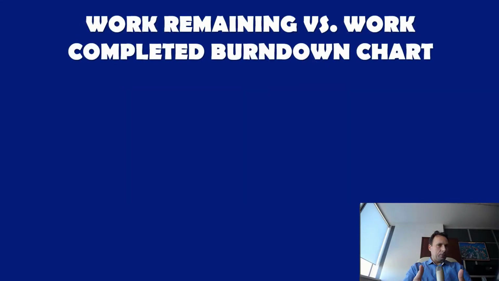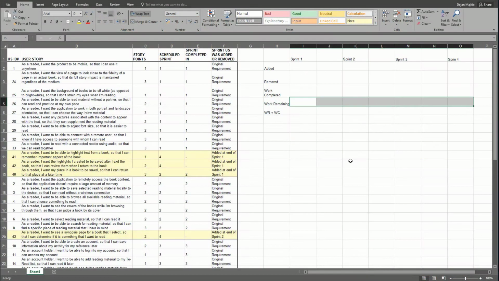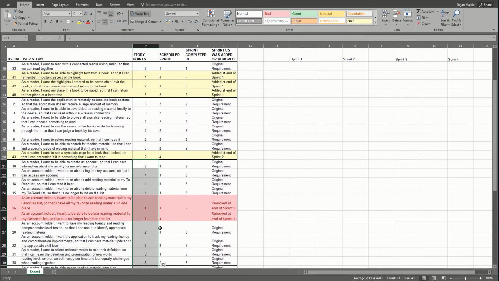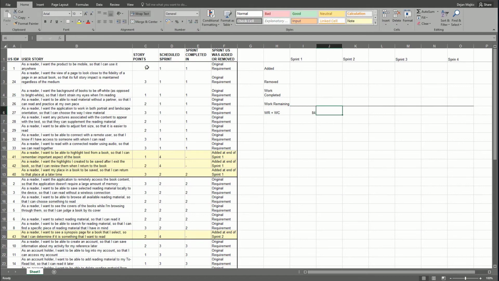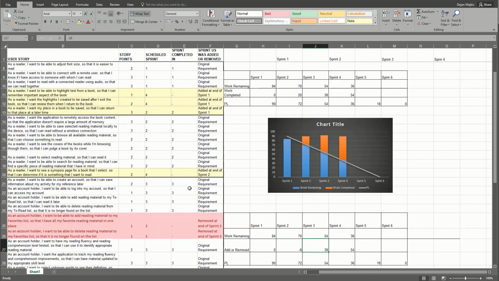To completely understand some key information for creating a burndown chart, here is a step-by-step guide to assist you in creating a burndown chart. Let's start by reviewing some key information. So the first thing to consider is that the... Are you ready? Let's get started.